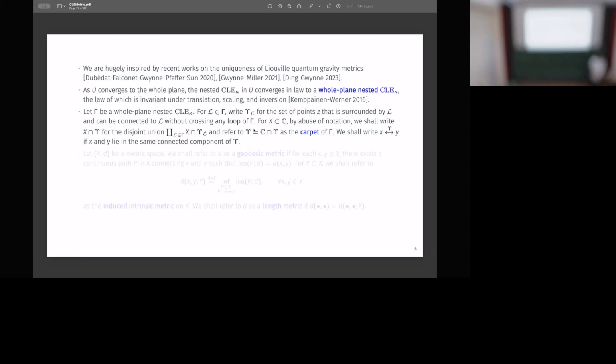Is this whole plane nested CLE still a probability measure? Yes. Yes, it is because it is nested.